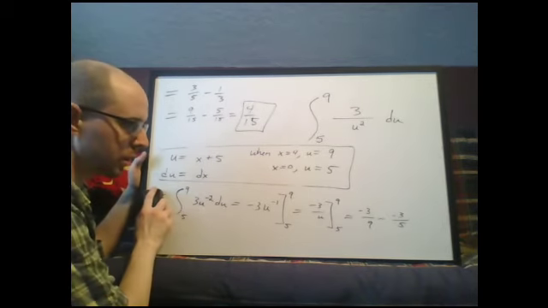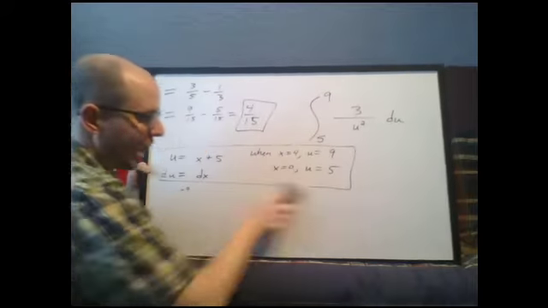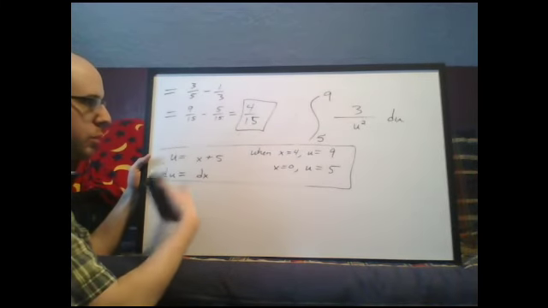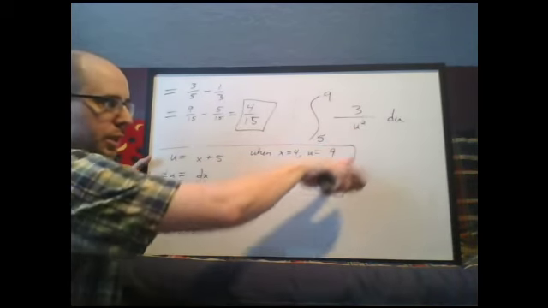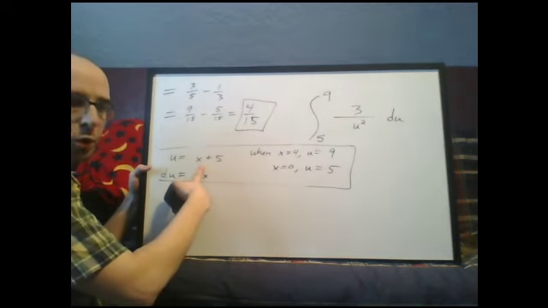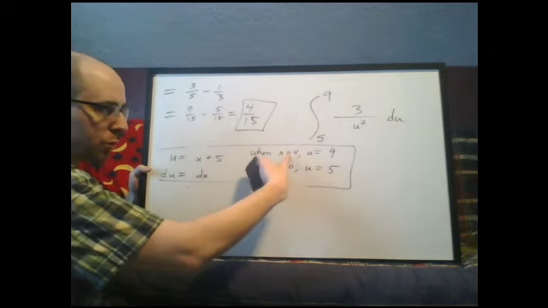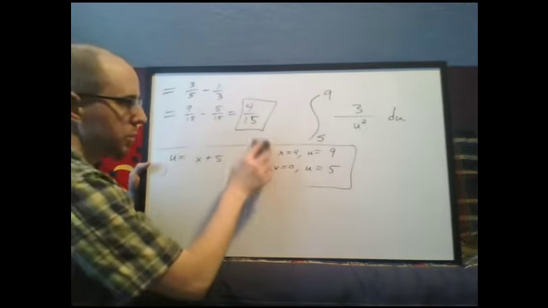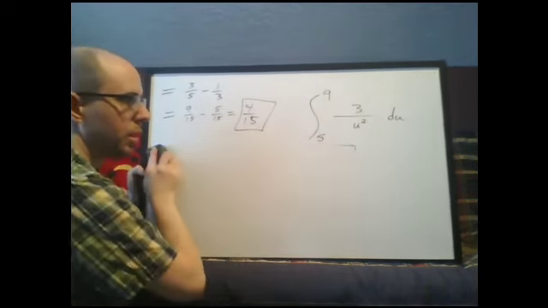So that's our answer. If you did it the other way, where you first found the answer with u, so you integrated this, and you put x plus 5 back in place of u, then you have to plug in x equals 4 and x equals 0. You'll get the same answer if you do it correctly.